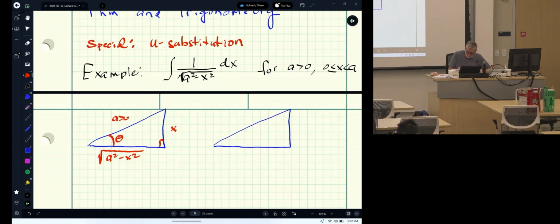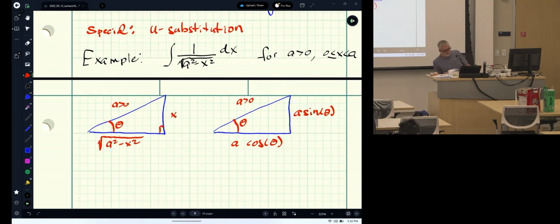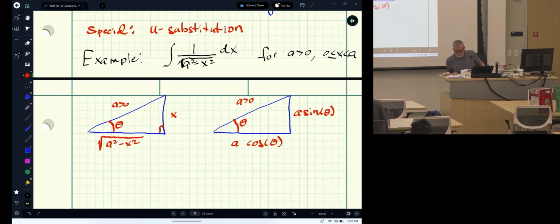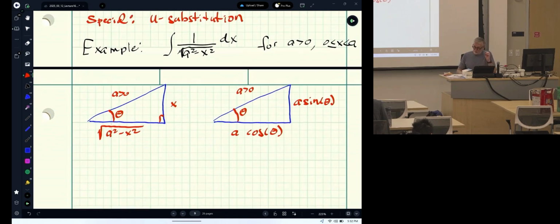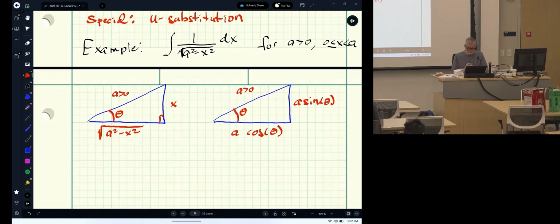Okay. Theta again. A positive. Let's do the trigonometry. Well, this length is a sine of theta. And this length is a cosine of theta. And with these two pictures, the integral becomes really easy to understand. But without these pictures, the U substitution becomes very unintuitive, in my opinion, just my opinion.